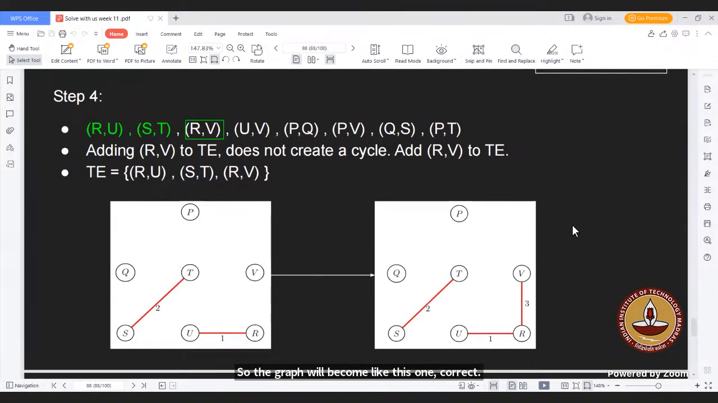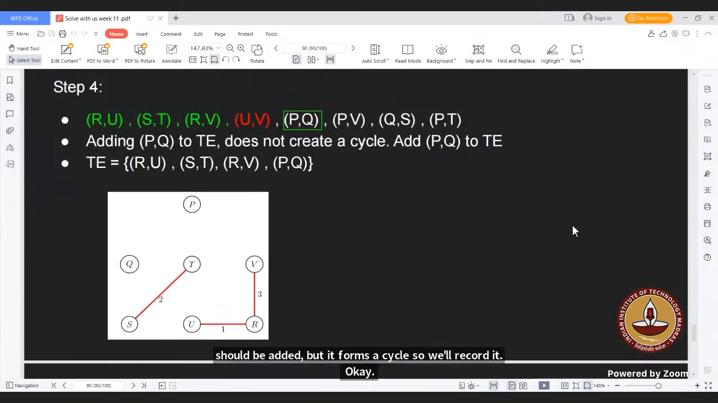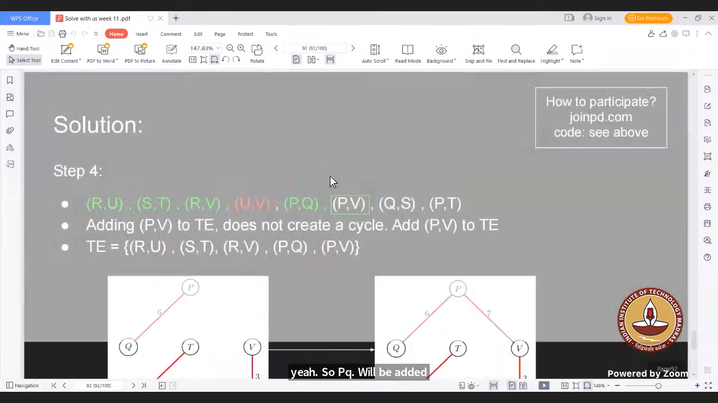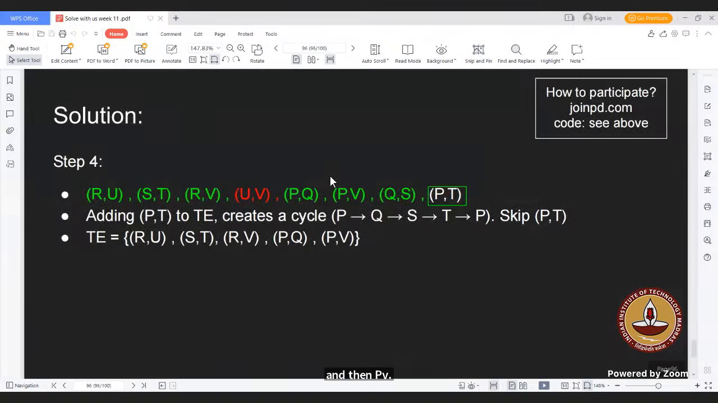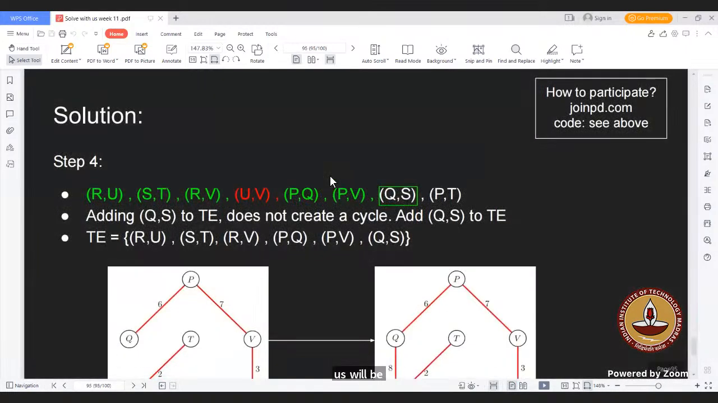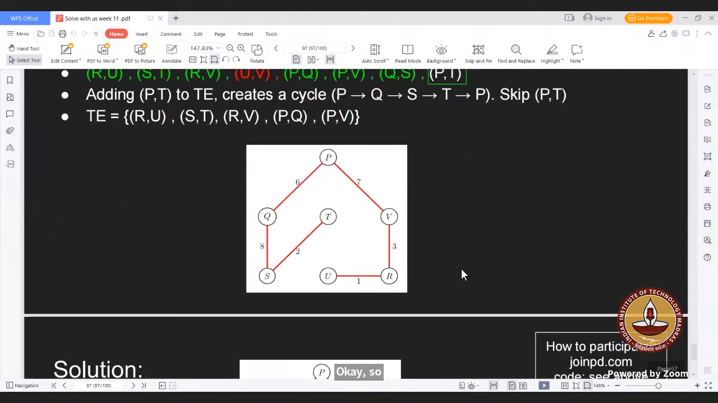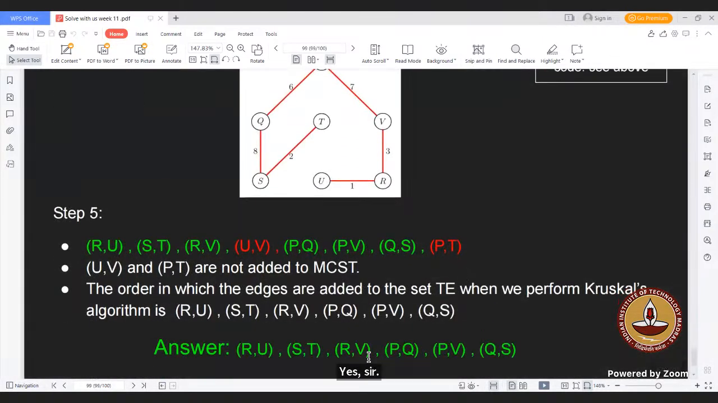After this, UV should be added, but it forms a cycle, so we'll ignore it. Then PQ should be added, and then PV will be added, and then QS will be added. That's it. PT will not be added because it creates a cycle. So these two are not added. So RU, ST, RV, PQ, PV, and QS will be the final answer.